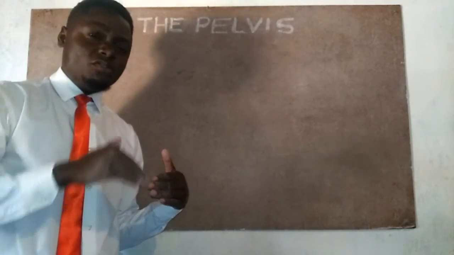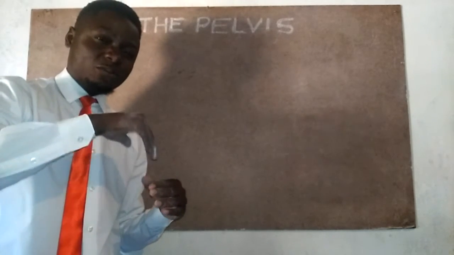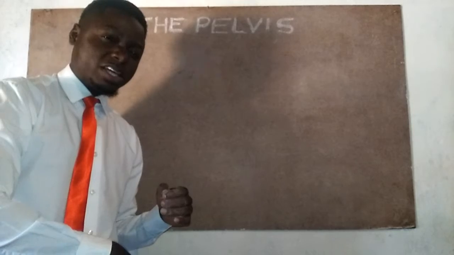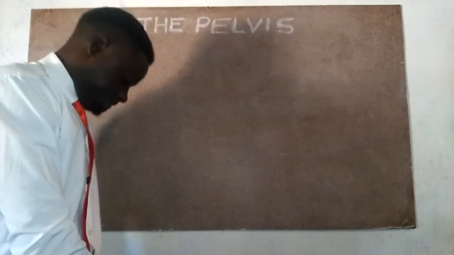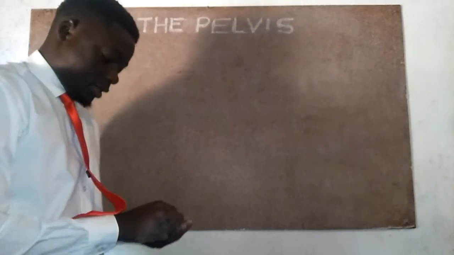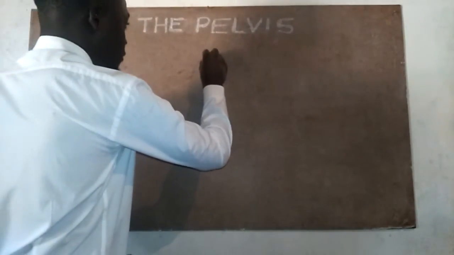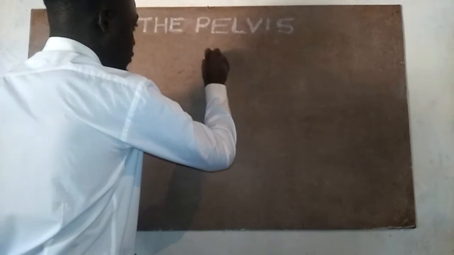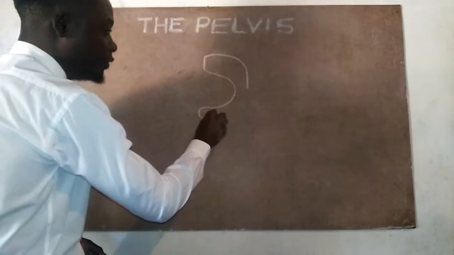There's going to be the brim, and from the brim it will go into the cavity, and from the cavity down to the outlet of the pelvis. So what I'm trying to talk about is this. Here we have the pelvis. So this is the pelvis.